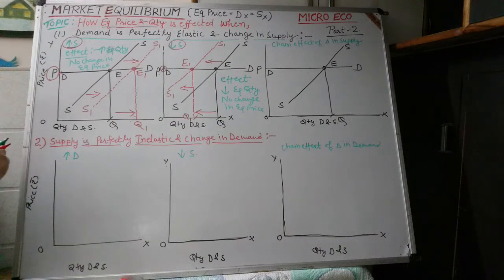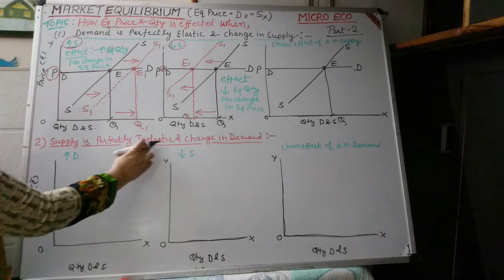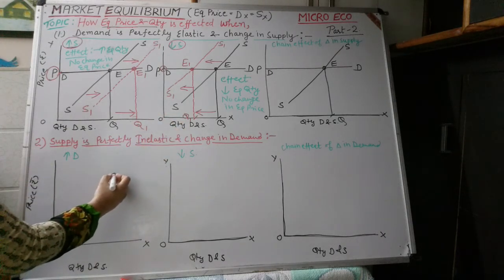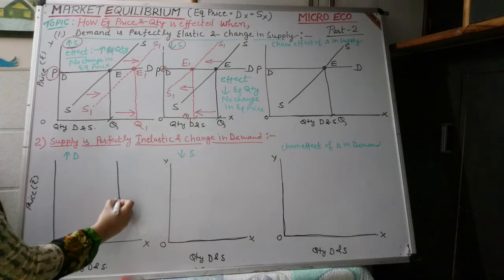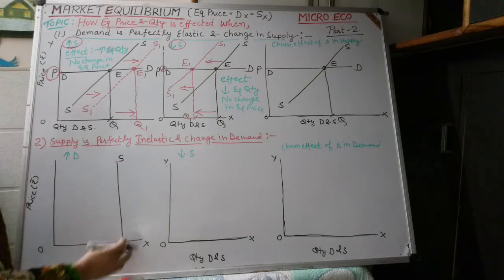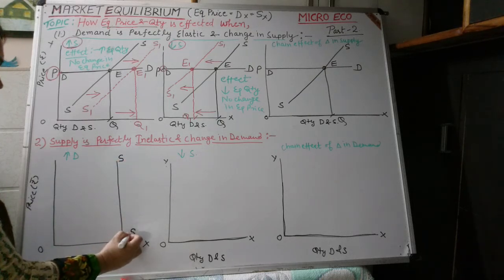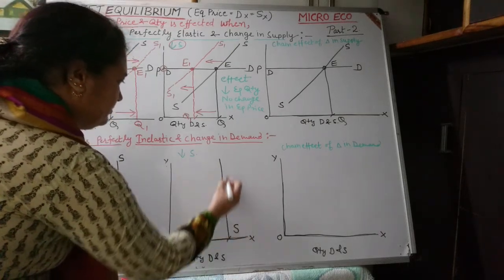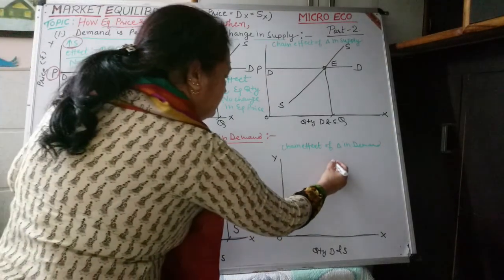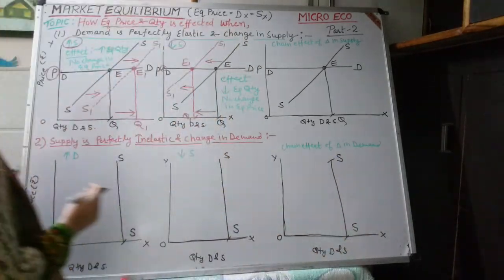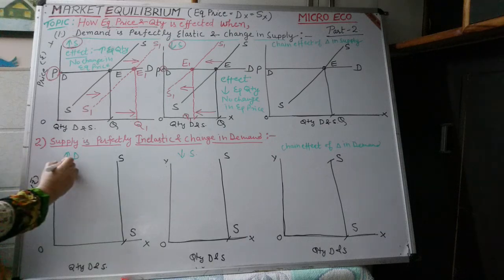Similarly, next we have to clear when supply is perfectly inelastic and there is a change in demand. Inelastic supply means the SS supply curve will go parallel to the y-axis. This is the inelastic supply curve.